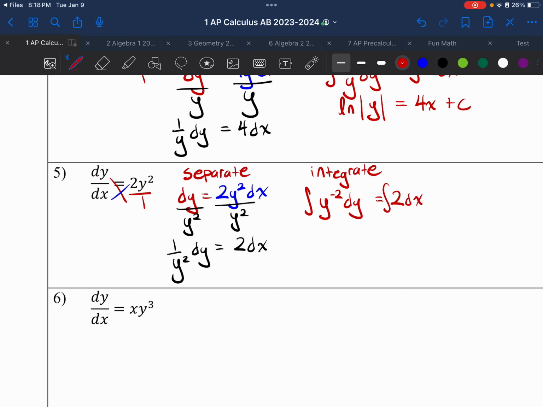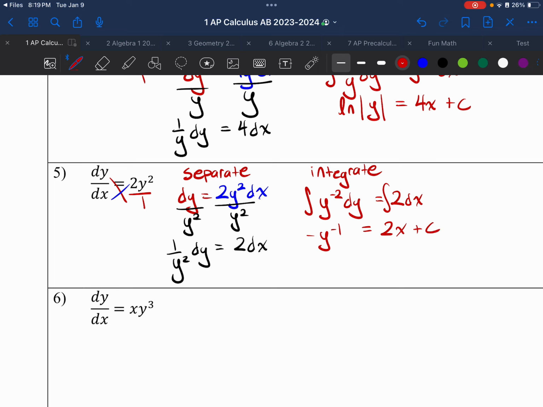So now, when I do the antiderivative, this is going to go up to the power of negative 1. So this is going to be y to the negative 1, and you divide down by the negative 1, which is the same as multiplying by a negative 1. A little shortcut there. This is going to turn into a 2x over here. Don't forget your plus c.